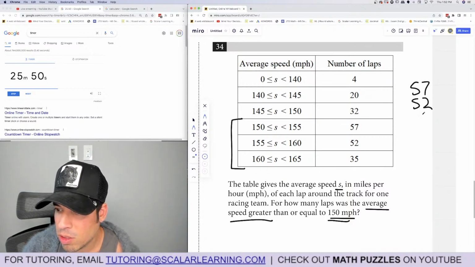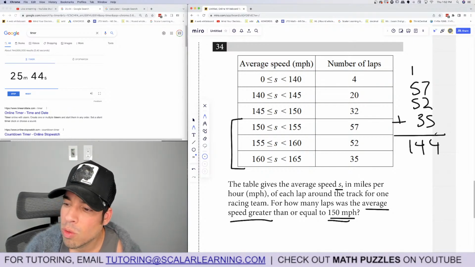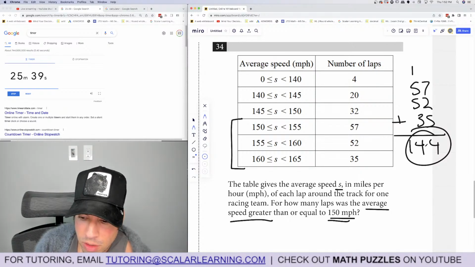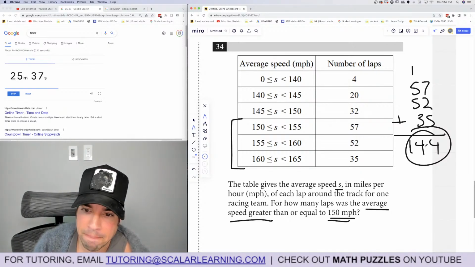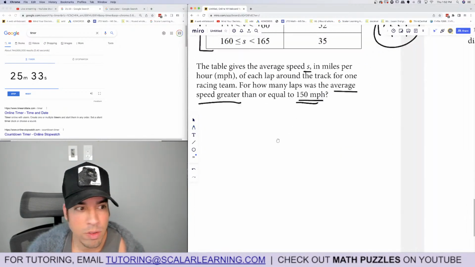Okay, 57 plus 52 plus 35. 7 is 14, carry the 1. 11. So 144. How many laps was the average speed greater than or equal to 150? Yeah. That is it. All right, 35.